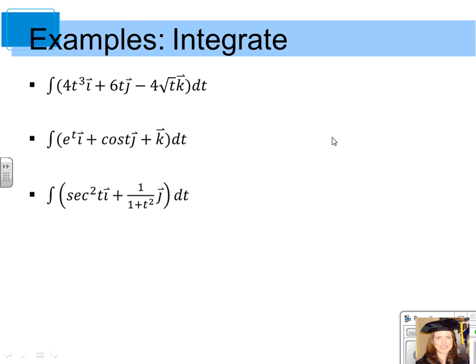What I'd like you to do now is try the following integrations of vector-valued functions on your own. Pause the video, and then come back after you have worked these out to check your results.